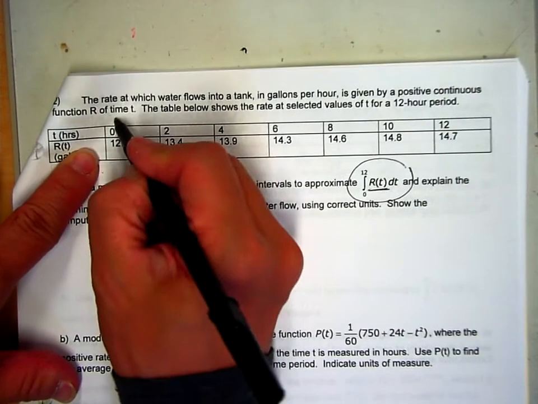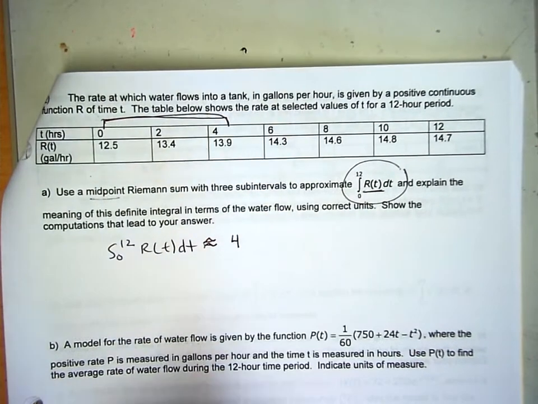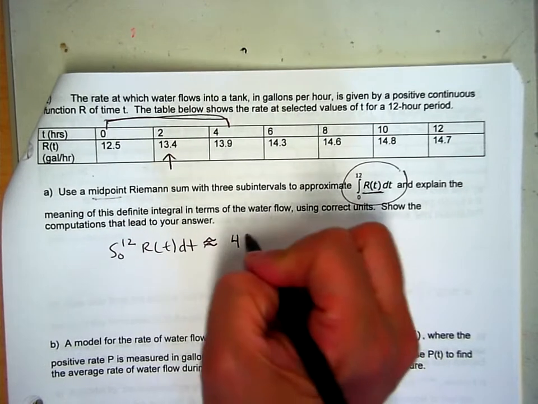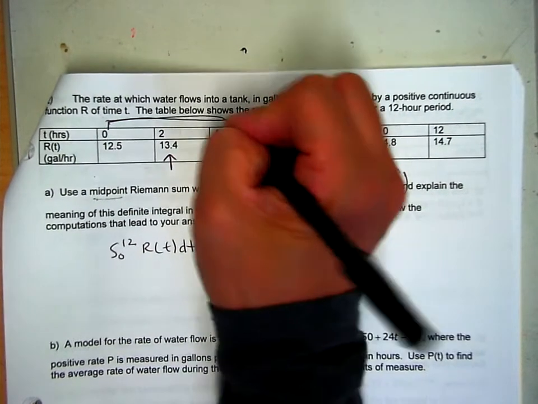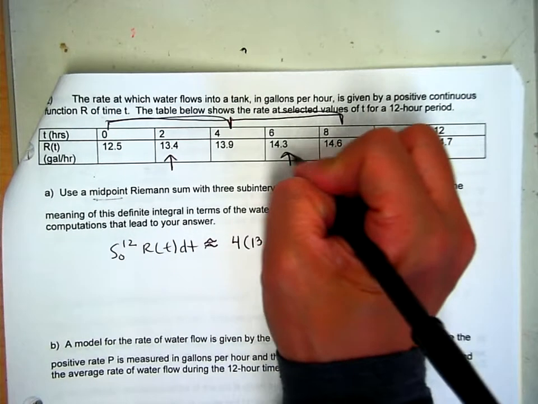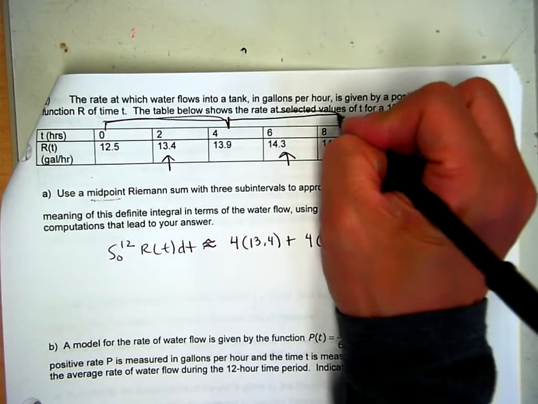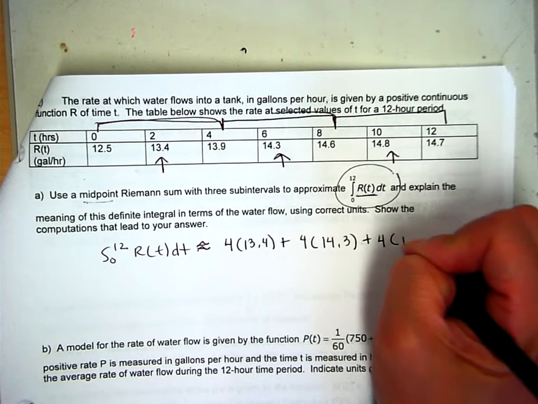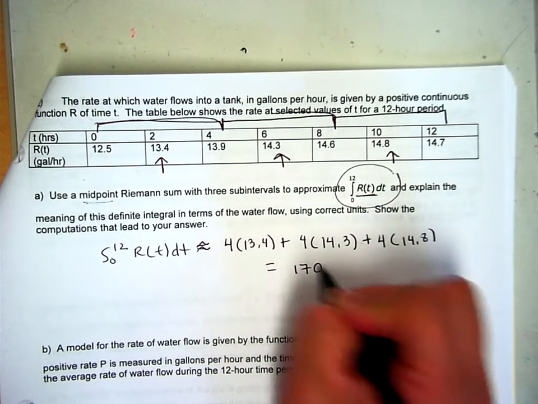So my first rectangle is going to go from here to here. So the width of my first rectangle is 4. And remember, we're doing a midpoint, so I'm going to pick the height in the middle. So the height is going to be 13.4. Your second rectangle is going to go from here to here. So again, width is 4. The middle height is going to be 14.3. Plus, the last rectangle is going to go from 8 to 12. Again, width is 4. The height in the middle is going to be 14.8. If you punch these numbers out, you get 170.